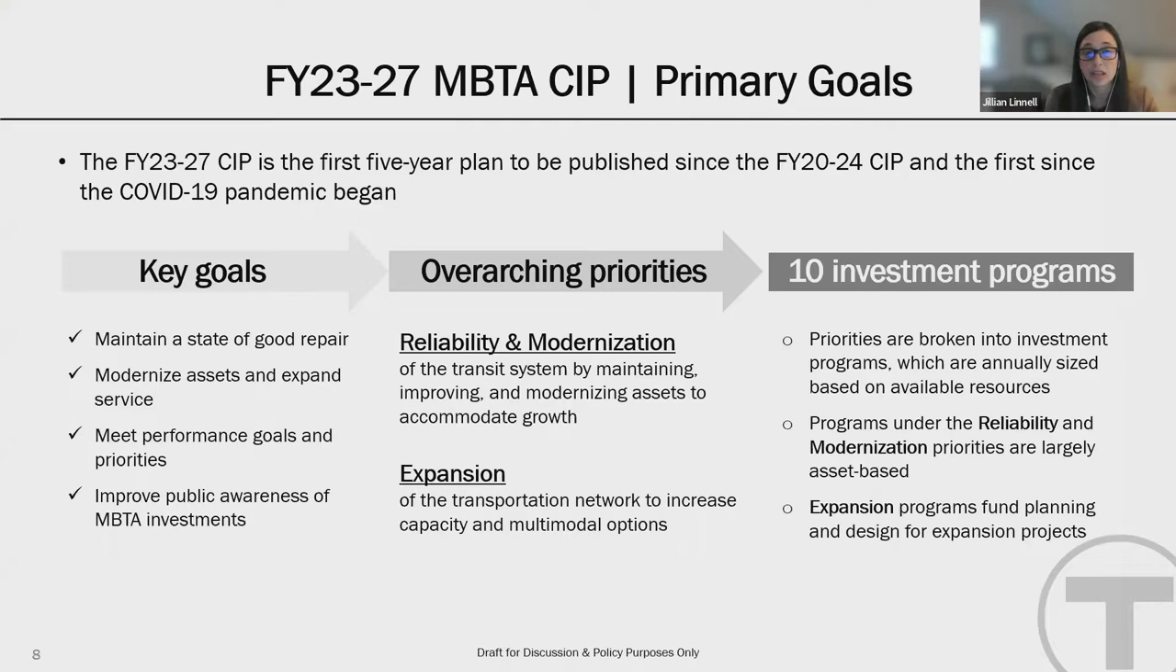Looking more closely at the fiscal year 23 to 27 capital plan, this year the MBTA has published a standalone, or MBTA-only, CIP document that is the first five-year plan published since the fiscal year 20 to 24 CIP. In fiscal years 21 and 22, due to the ongoing COVID-19 pandemic, the MBTA, along with our partners at MassDOT, published a one-year maintenance of effort CIP, which focused on continuing programs already underway and some key targeted investments for the future.